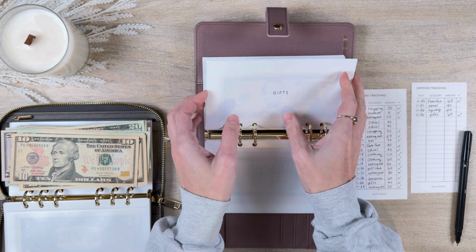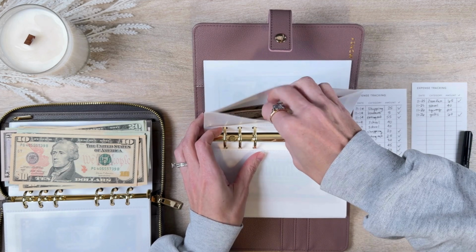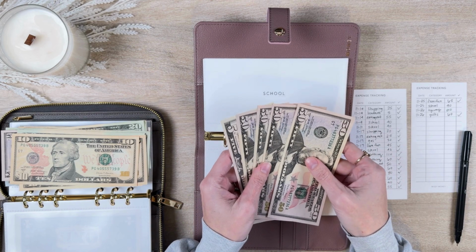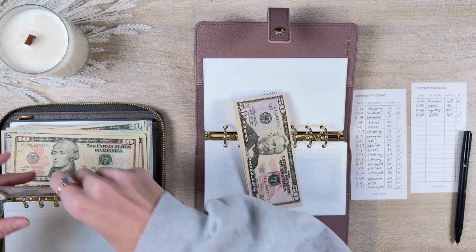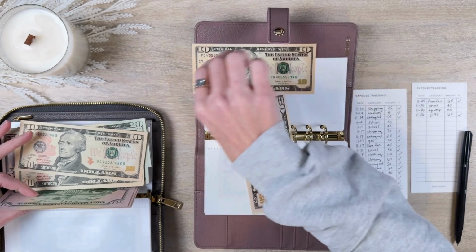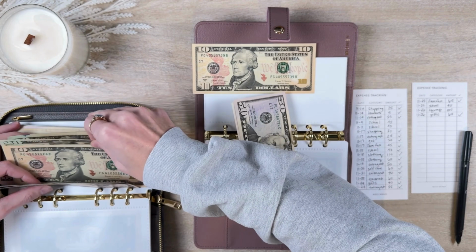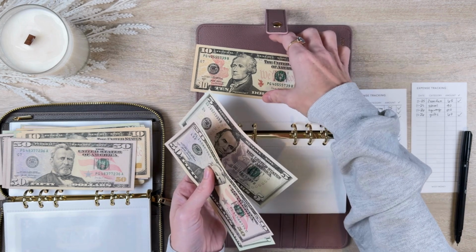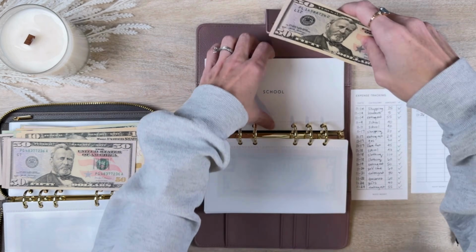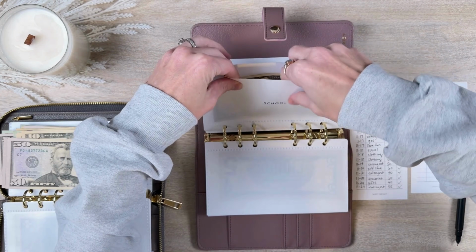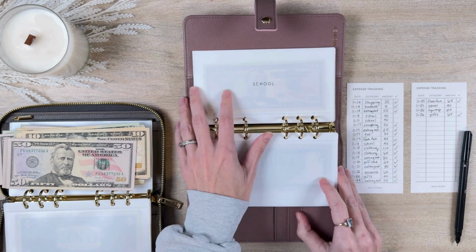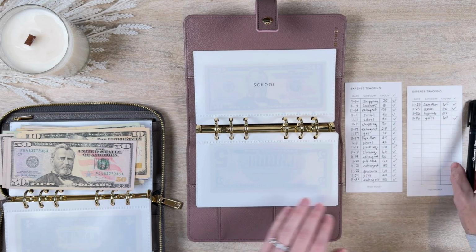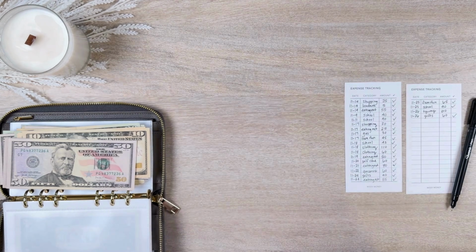All right, and then school, it looks like I've got 40, 40, and 40, so $120. I don't have that, but I have 150, so I'm going to go ahead and pull that over, and then I'll need a 10 and a 20 back over here. All right, and that is for Mav's OT that he does, so we will check those off. Perfect. And then that is it for my short-term sinking funds.